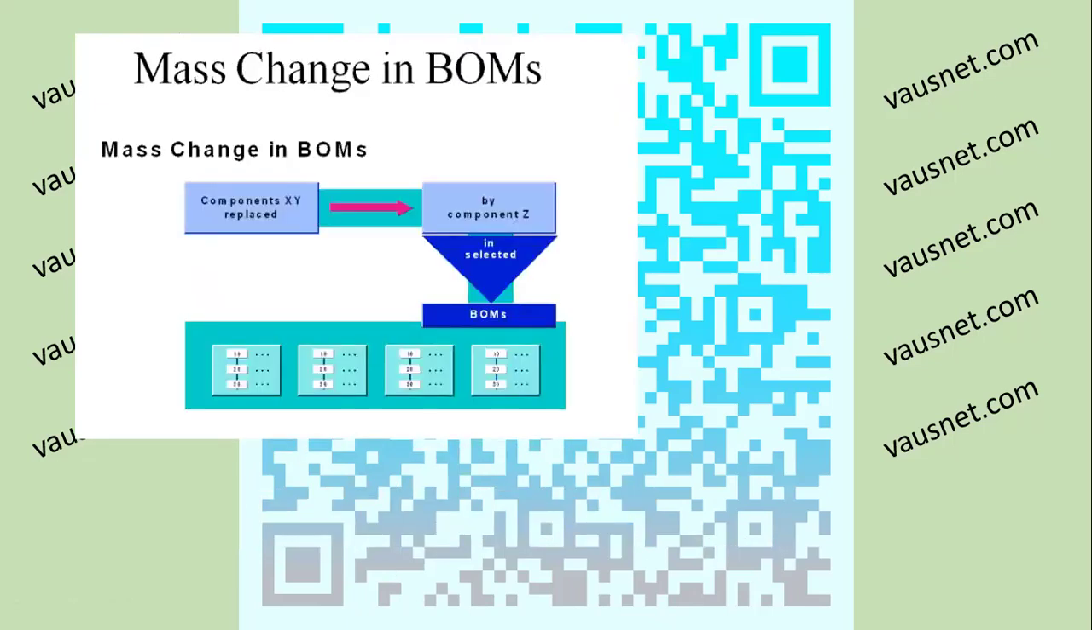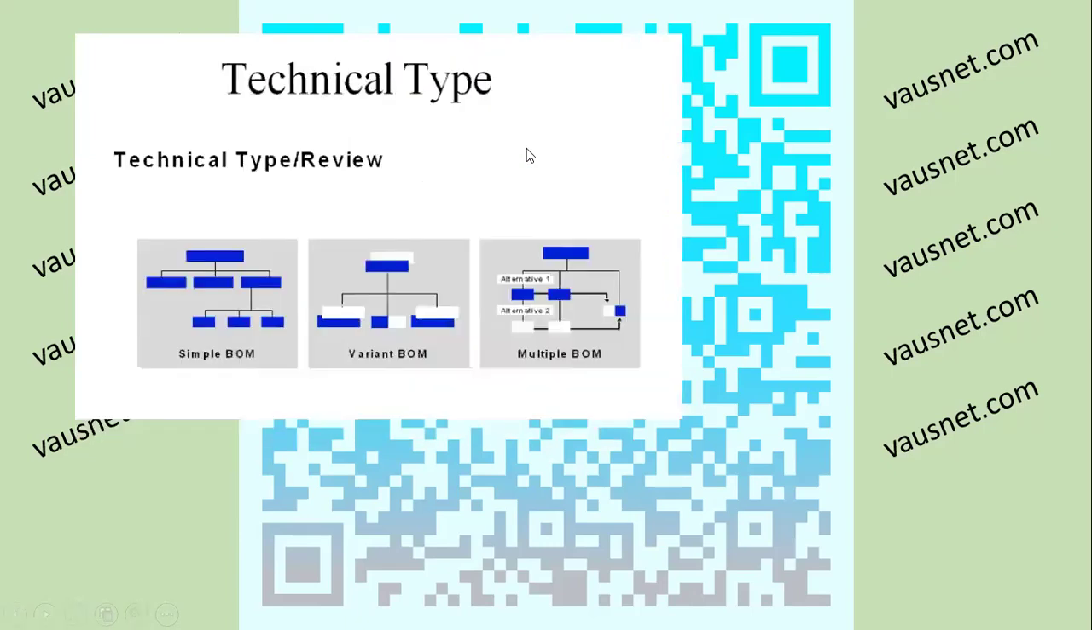Mass changes at BOM level are also possible in the same case, when old material or an old component is being replaced. It will be actually mentioned by just one movement and one configuration, and components like XY are being replaced by component Z, and that will be replaced all at once at a mass level, and the bills of material will change.